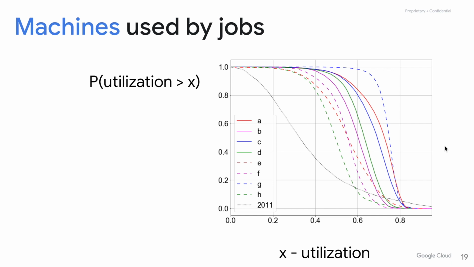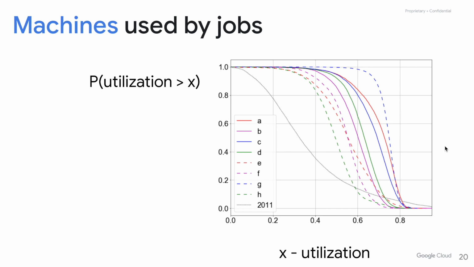So here's a plot that shows machine utilization on the x-axis and the probability that the utilization is greater than x on the y-axis. In other words, this is a CCDF of machine utilization. The line I'm highlighting in pink represents the machines in the 2011 trace, and the other 8 lines represent the machines in the 8 cells of the 2019 trace.